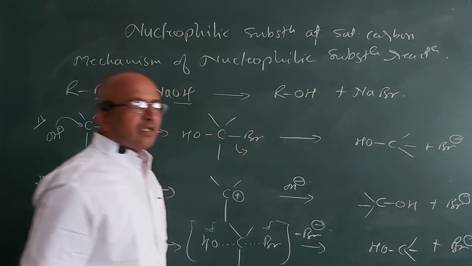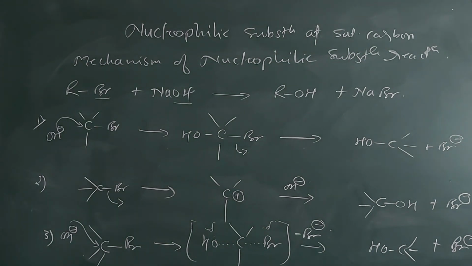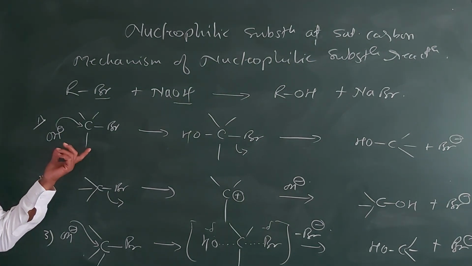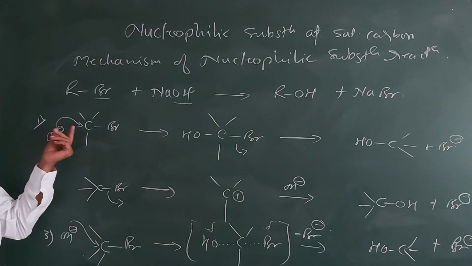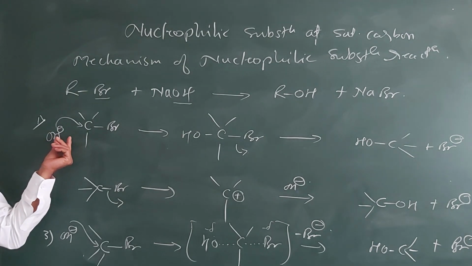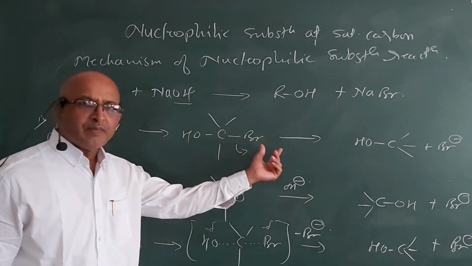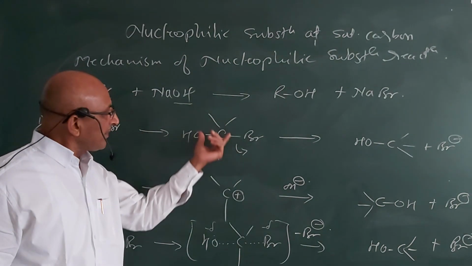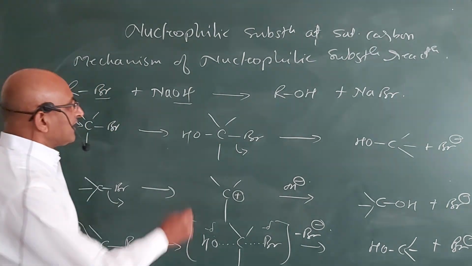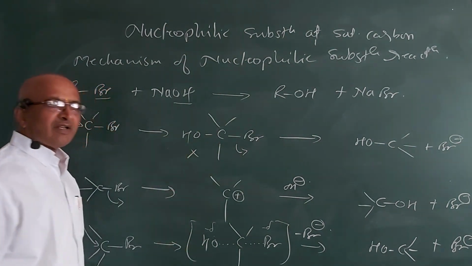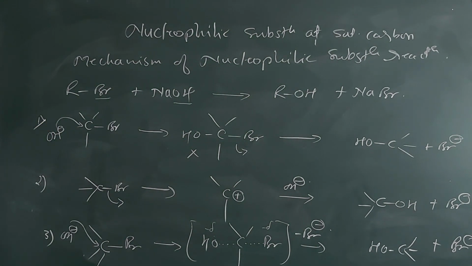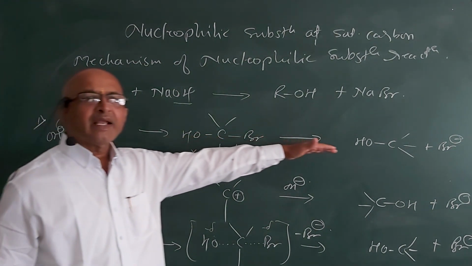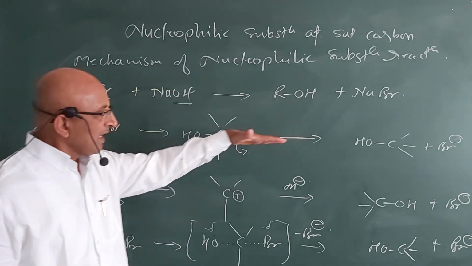So out of these three different paths, which is the suitable path and which is not possible? If we see the first path, in which the OH attacks first and then the C-Br bond breaks in the second step, the pentavalent state which is obtained is not possible. So this mechanism is not possible.